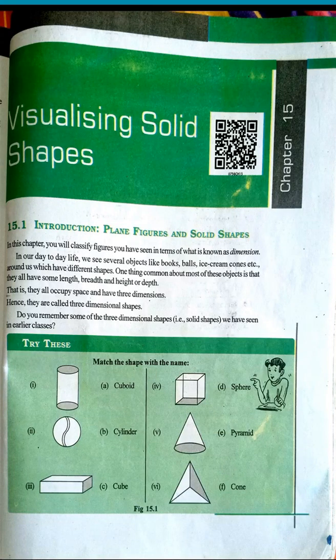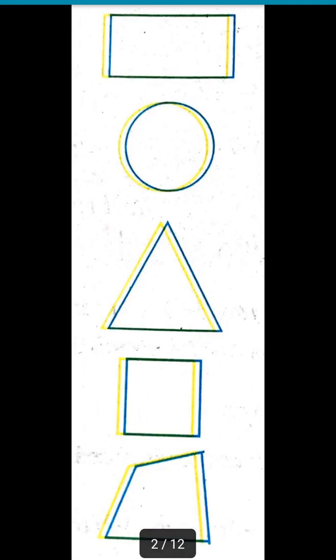Hello students, today we are going to discuss chapter 15, visualizing solid shapes. Basically there are two types of figures, plane figures and solid figures. Plane figures are flat figures like that of a square. They are two-dimensional figures. Here in these plane figures or two-dimensional figures, they have length and breadth. It can be a rectangle, a circle, a triangle, a square or any quadrilateral.